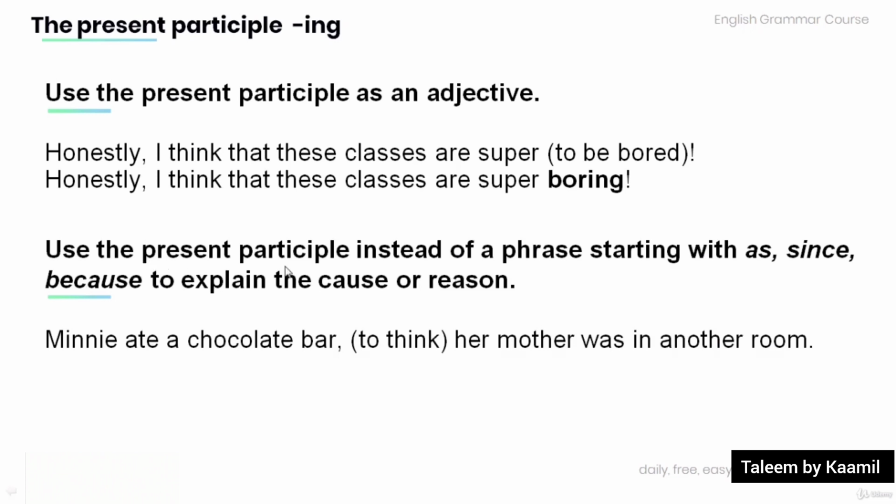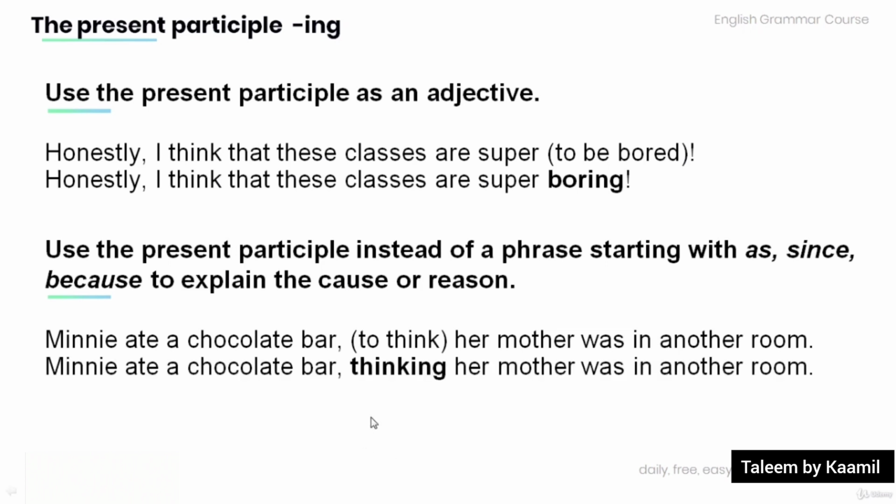We also use the present participle instead of a phrase starting with as, since, because to explain the cause or reason. Now read the following sentence and provide the present participle form of the verb in the bracket. Minnie ate a chocolate bar to think her mother was in another room. Minnie ate a chocolate bar thinking her mother was in another room.